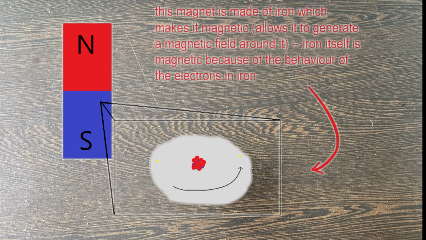Most magnets are made of iron because iron is a magnetic material. The reason it's one of the few magnetic materials that we know of is because of the behavior of the electrons present in the atoms that make up iron.